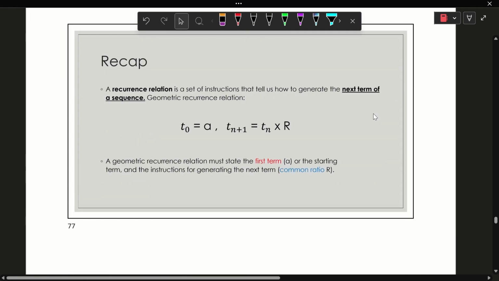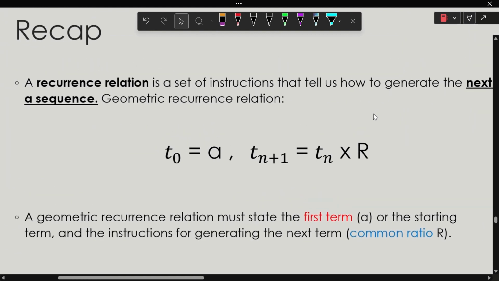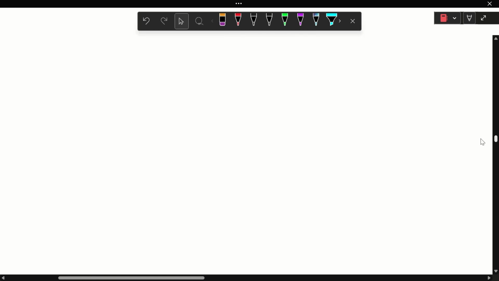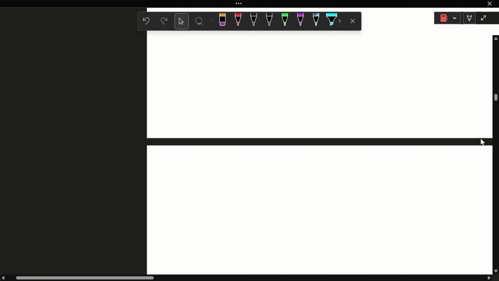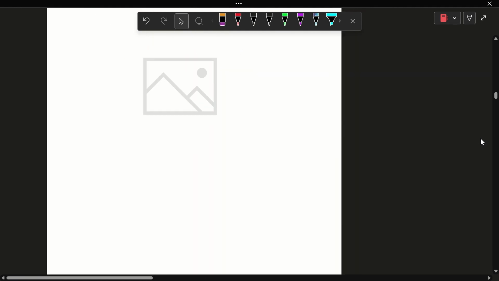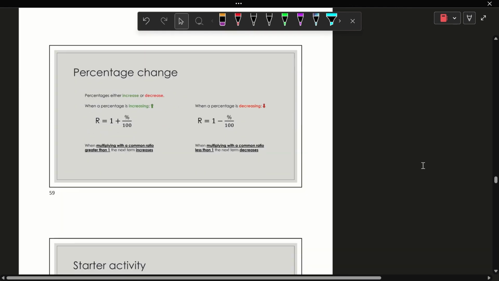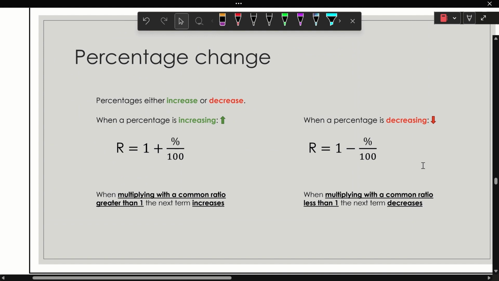Cool. All right. Last thing. Final thing, guys. So remember recurrence relation. It just tells you what's the starting number, what's the common ratio, and the other main thing you got to remember is the percentage changes. So, Krish, can you tell me if you have a percentage increase, which of these formulas do you use? On the left. And if it's a percentage decrease, on the right? Good. All right.